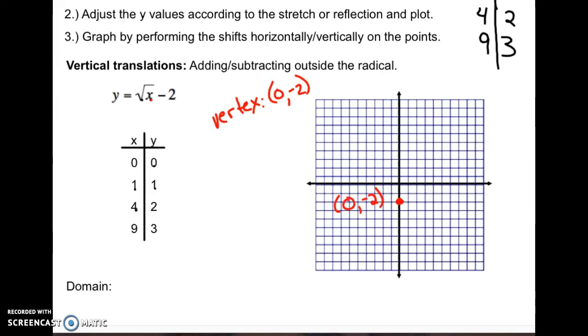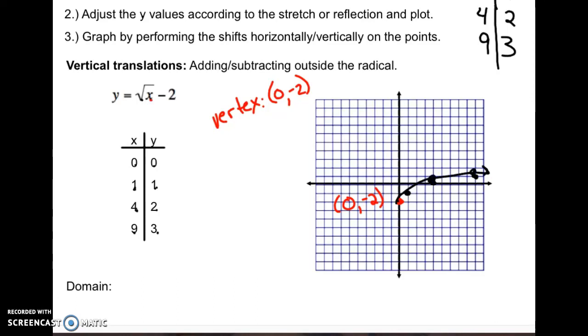And then we just follow the counts. 0, 0 is our vertex. Right 1, up 1. And then from the vertex, right 4, up 2. So 1, 2, 3, 4, up 2. Right 9, up 3. So right 9 and up 3 gives us, whoops, I missed my points. Gives us our square roots.